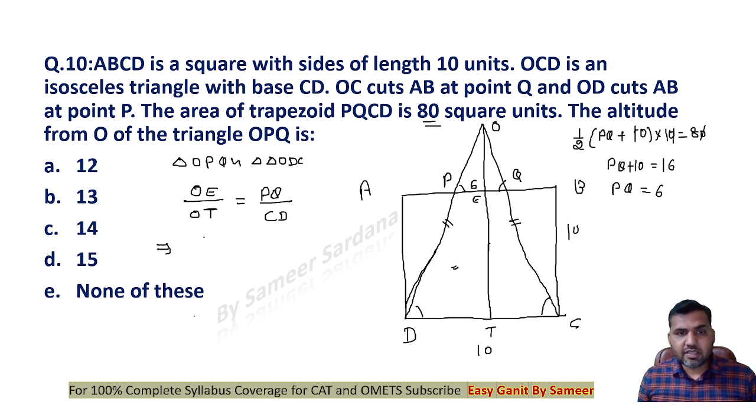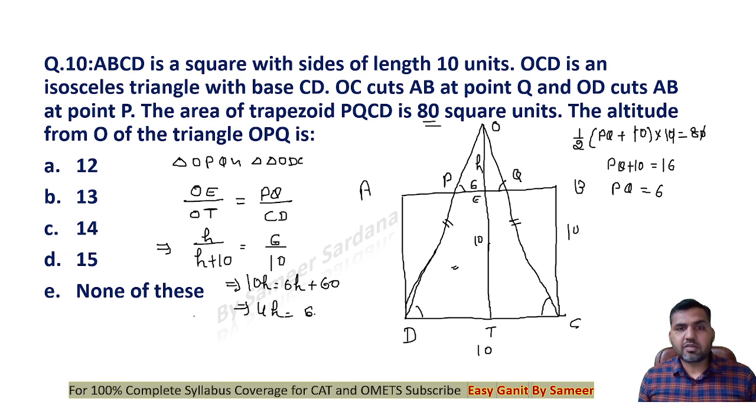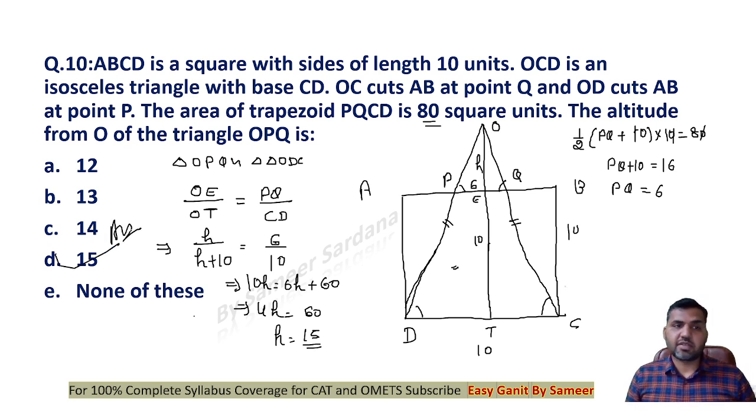Now OE is, let's say, H. OT you can see is H plus 10, right? So H plus 10 over H is equal to CD over PQ, that is 10 over 6. Can I say that 10H will be equal to 6H plus 60? That is, 4H will be equal to 60. H will be equal to 15. D would be the correct answer to the question. So the altitude from O of the triangle OPQ is H, which is equal to 15 centimeters, guys. This would be the correct answer to the question.